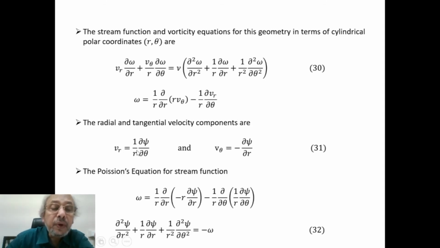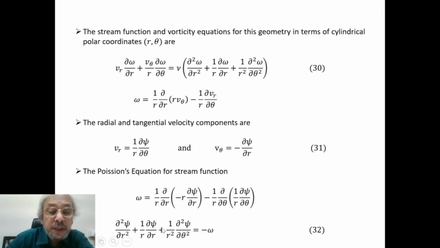used. So from the definition of stream function, the r direction velocity is 1/r ∂ψ/∂θ and the tangential velocity Vθ is minus ∂ψ/∂r. Now minus ∂ψ/∂r and 1/r ∂ψ/∂θ are basically the tangential and radial components of velocity. And if we substitute them in the expression for omega, we finally get the governing equation for psi. That is basically Poisson's equation in psi.